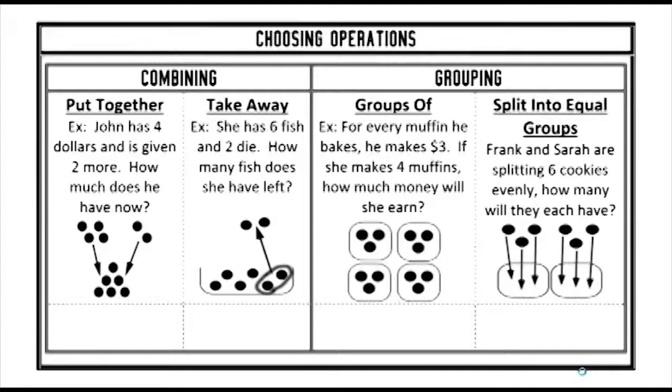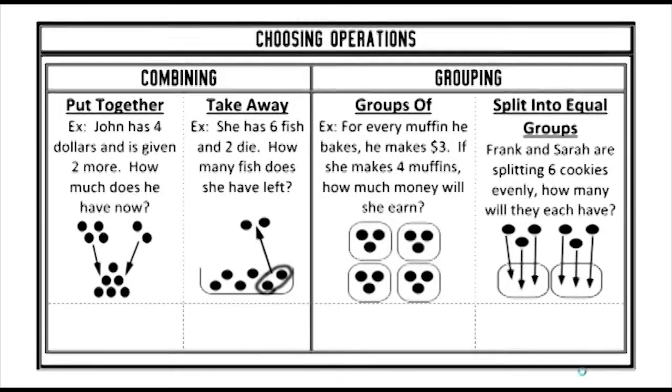For put together, we have two different size groups that are being combined. For example, John has $4 and is given two more. Different sizes being grouped together into one bigger group. How much does he have now? 4 plus 2 is 6. This is an example of addition in a word problem.